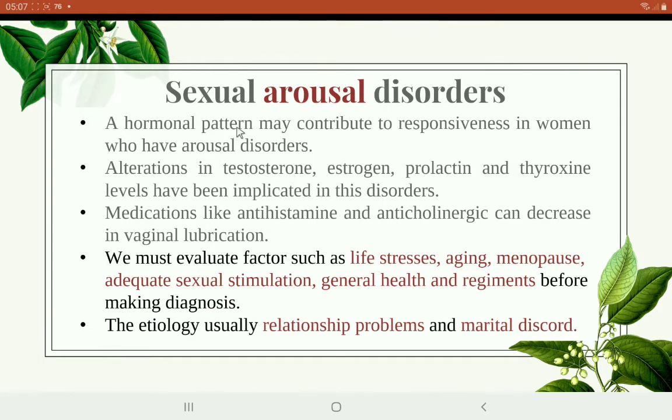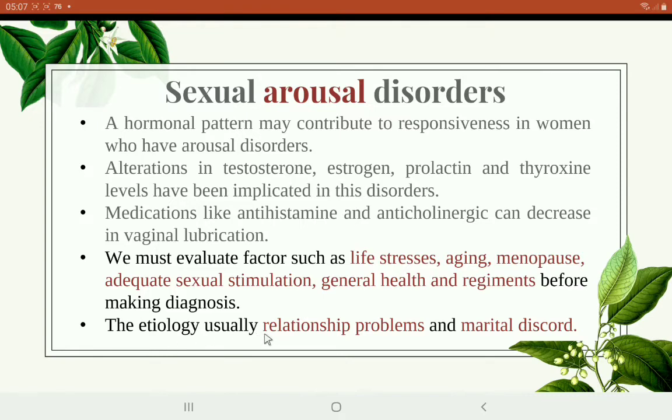Hormonal pattern may contribute to responsiveness in women who have arousal disorder. Alterations in testosterone, estrogen, prolactin, and thyroxine levels have been implicated in this disorder. Medication like antihistamines and anticholinergics can decrease vaginal lubrication. We must evaluate factors such as life stresses, aging, menopause, adequate sexual stimulation, general health, and regimen before making a diagnosis.